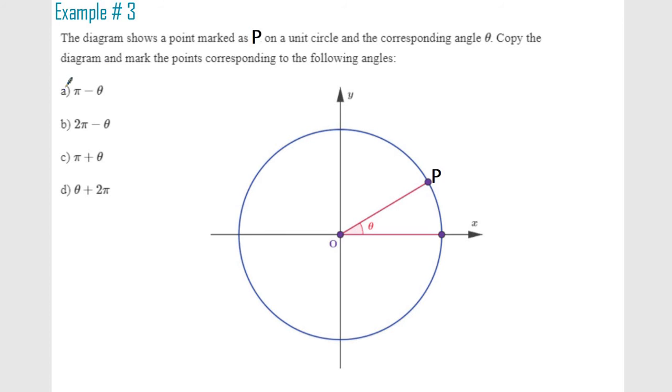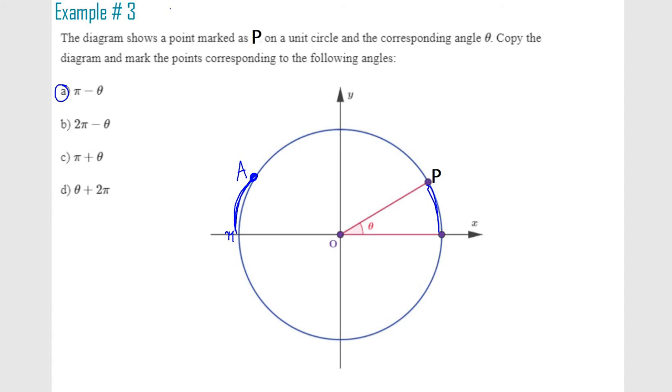So for starters, let's do A. We're going to do pi minus the angle. Well, pi, remember the whole thing is 2 pi, so right here would be pi. So I'm going to do the 180 degrees minus this distance. So we put that over here. So that distance, that should be point A.